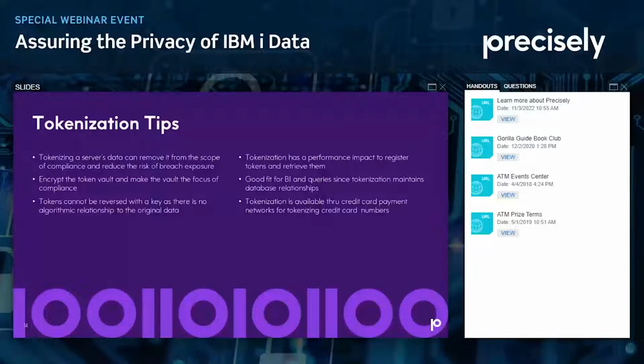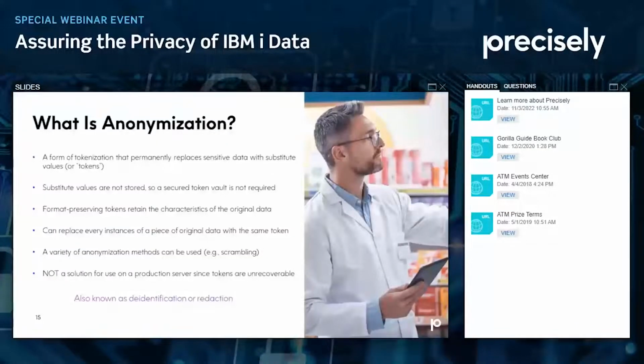So tokenization actually is essentially replacing that data. It works well for BI and queries since it does maintain those database relationships, but the specific data is not actually retained. Tokenization is a common thing you'll see in credit card payments and the systems that they use. It's a build on top of tokenization, where you're taking a sensitive piece of data and creating something that is tied to it, but it's not that piece of data.